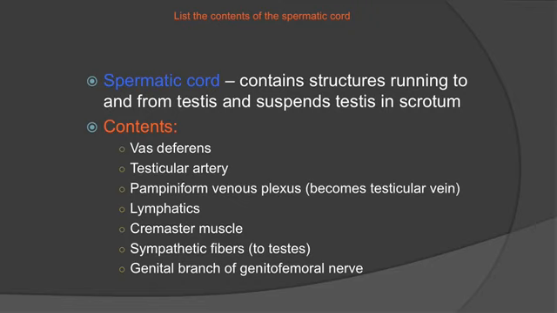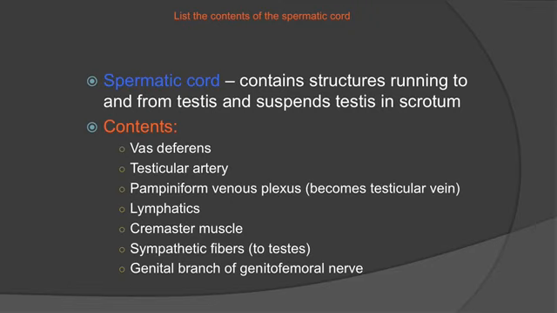So the contents within the spermatic cord, number one, and most importantly, is the vas deferens, and this is that muscular tube that's carrying sperm from the testes to the urethra in the penis. Testicular artery is the artery that's supplying the testes. It's coming off of the aorta and running in the spermatic cord. The pampiniform venous plexus is just a venous network that is within the spermatic cord, and ultimately those are all going to unify to form a single testicular vein, one on the right, one on the left.